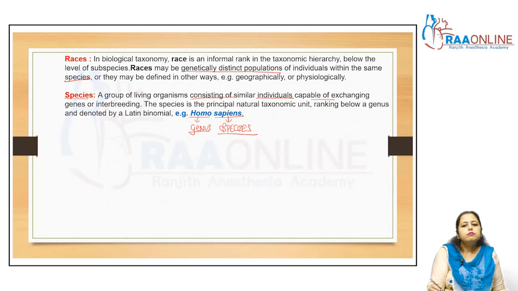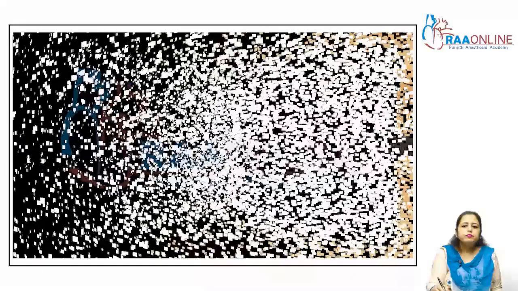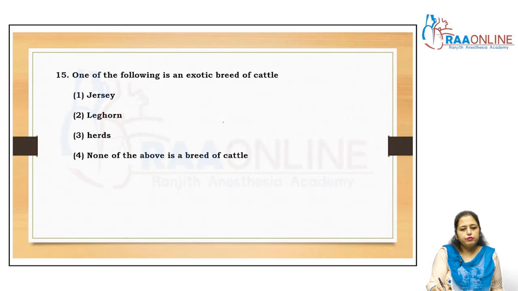Now come to the next question. Which one of the following is an exotic breed of cattle? The Jersey, the Leghorn, the Herbs, or none of the above? So the Jersey is the breed of cattle, right? Now come to the next.